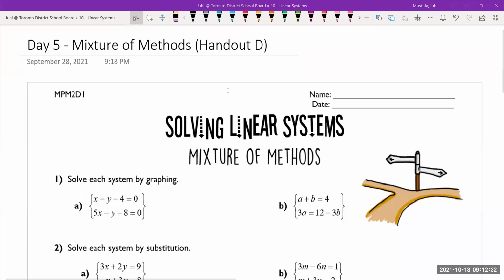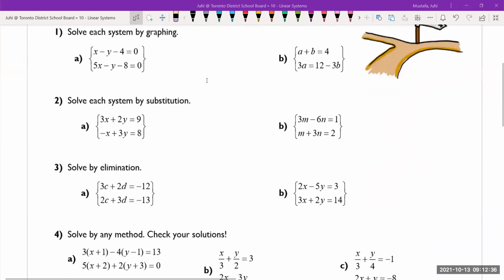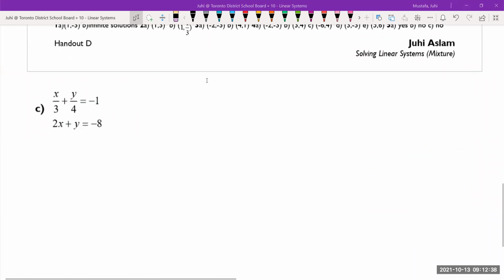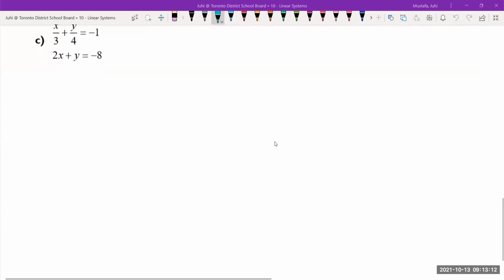Okay, so we're taking up homework from the sheet, solving linear relation systems, mixture of methods. We're going to start with question 4C. So you guys, in this question, and of course the pen's not working when I'm explaining it. Okay, so this is question 4C.